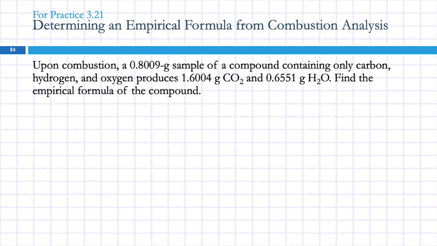And then for the oxygen, well, we pumped a whole bunch of oxygen in there, so we can't measure that directly. But we can take the original sample mass and subtract the carbon and hydrogen and find out how much oxygen was in there. Now you have the masses of your three elements, and you can do what we just did and find the empirical formula. Doesn't that sound like fun? No, it doesn't.